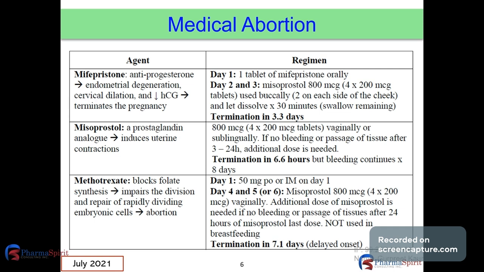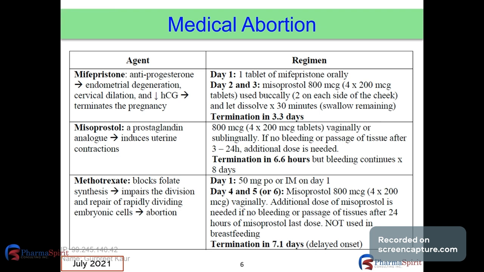Misoprostol can be used as monotherapy. As you all know, misoprostol is a prostaglandin analog that induces uterine contractions, and that's how it induces abortion. The dose of misoprostol is 800 microgram, which is again 4 tablets of 200 microgram, either vaginally or sublingually. So when it's used by itself, it's used vaginally or sublingually.